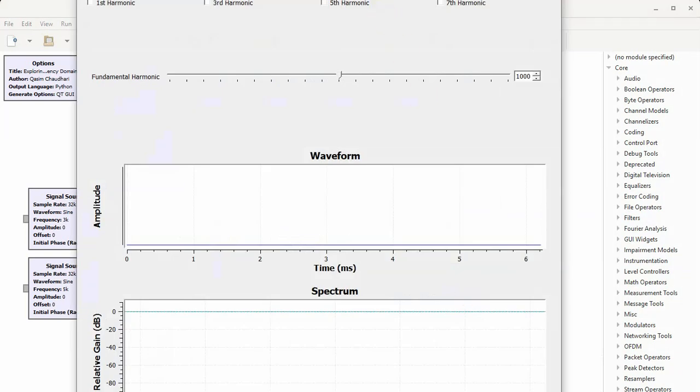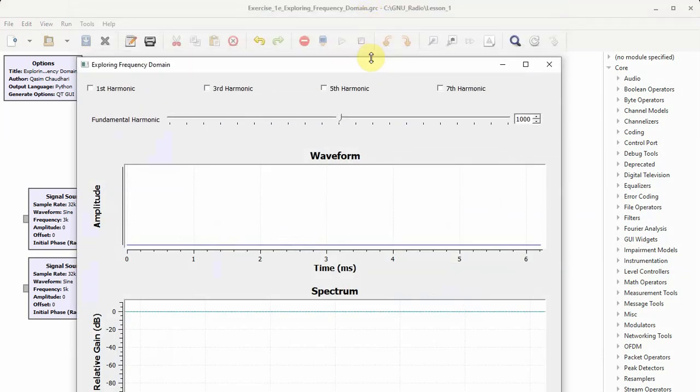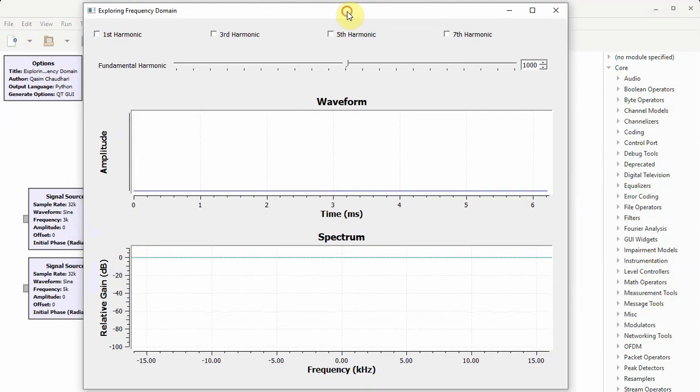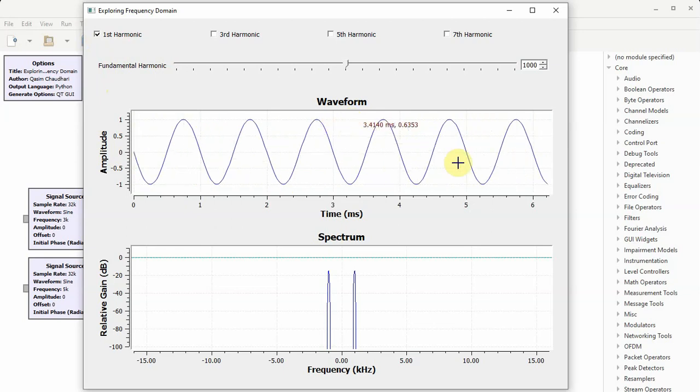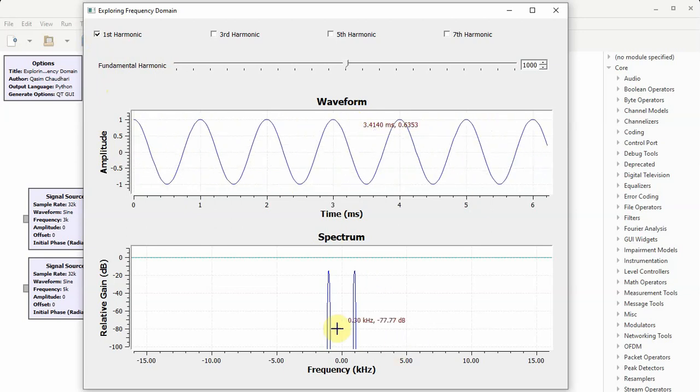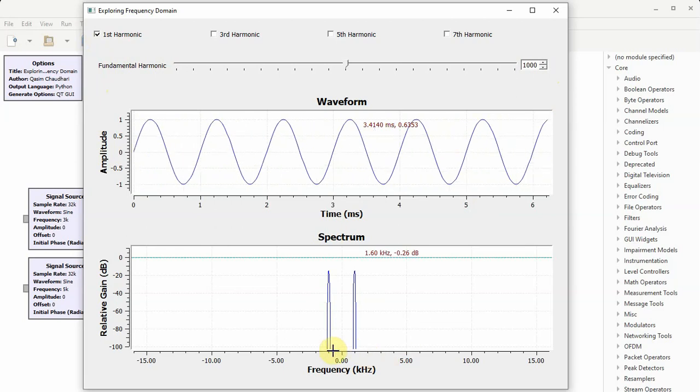Now that looks better. Let's see. And that's how we bring everything into our window. So with these settings in place, let us see what happens if I turn the first harmonic on. So now we can see a nice sinusoidal real waveform and two spectral impulses. The frequency is 1 kilohertz, so 1 kilohertz and minus 1 kilohertz.